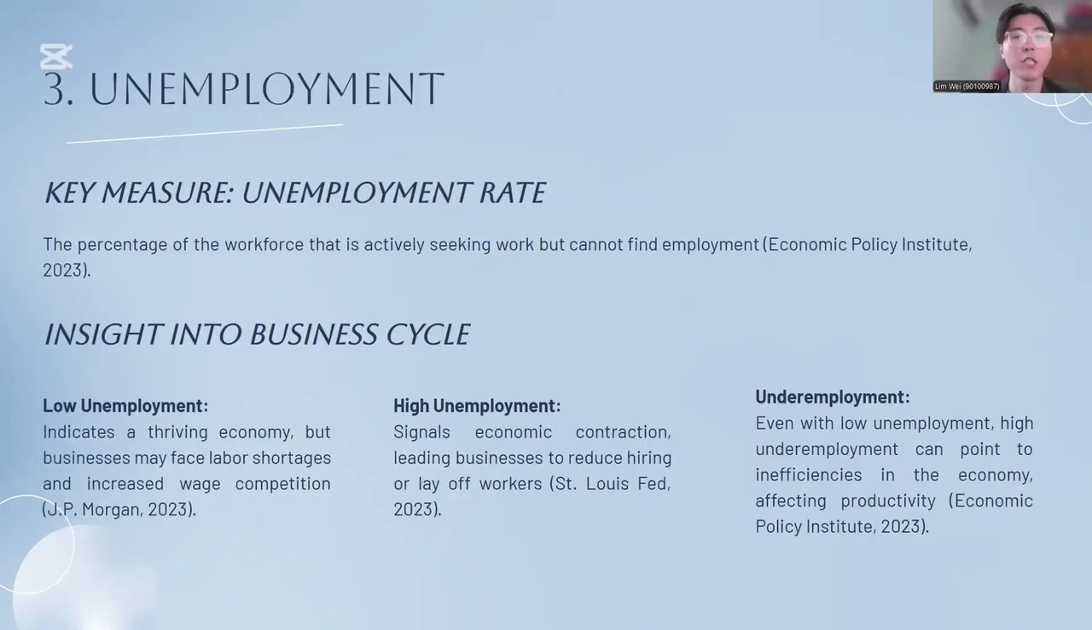Now, the unemployment rate reflects the percentage of people actively seeking but unable to find work. Low unemployment means a strong economy but creates talent shortages and wage pressure. High unemployment suggests a downturn, often leading to layoffs and reduced consumer demand. Even when unemployment is low, underemployment, where workers aren't fully utilizing their skills, can signal inefficiencies that hurt long-term productivity. These labor trends help organizations forecast hiring needs and wage expectations.